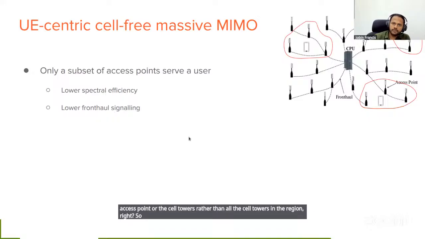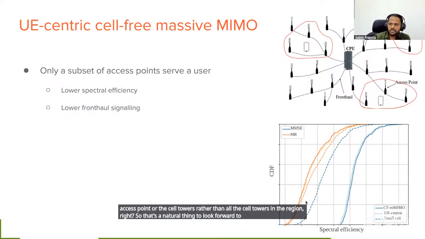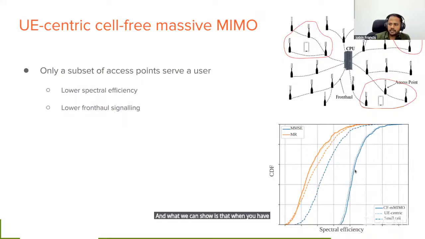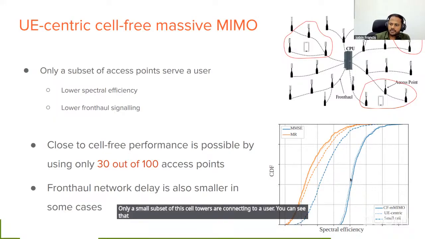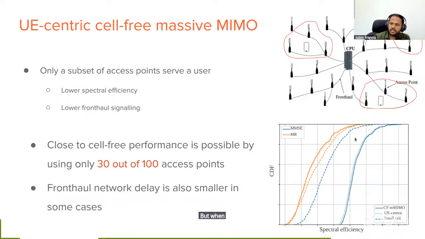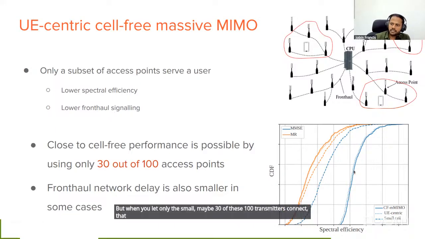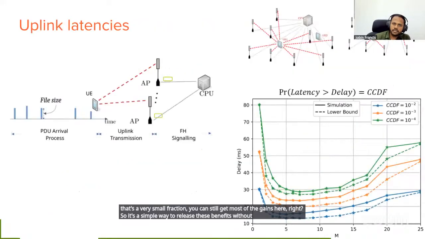So that's a natural thing to look forward to. And what we can show is that the dotted line is the case when only a small subset of these cell towers are connecting to a user, and you can see that the loss is negligible, right? Solid is the case of all transmitters connecting to a cell phone. But when you let only, maybe, 30 of these 100 transmitters connect, that's a very small fraction, you can still get most of the gains here, right? So it's a simple way to realize these benefits without overloading the fronthaul, right?